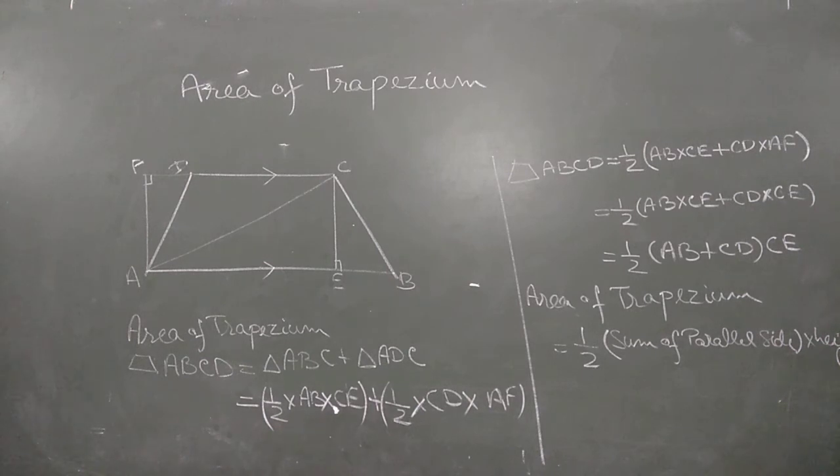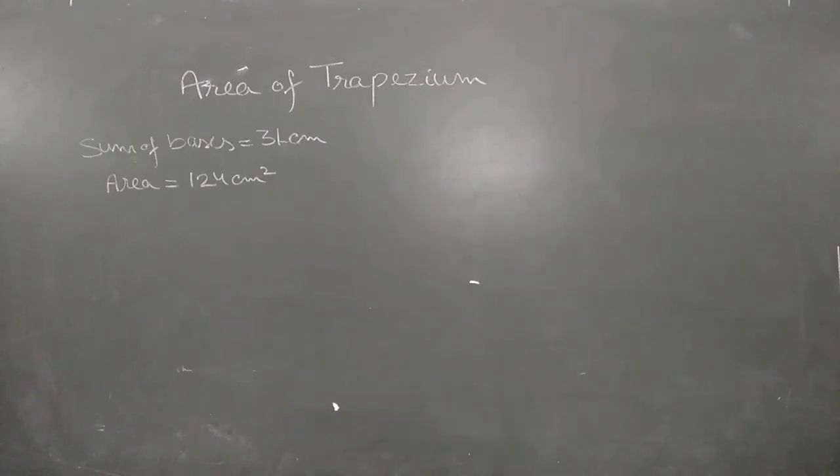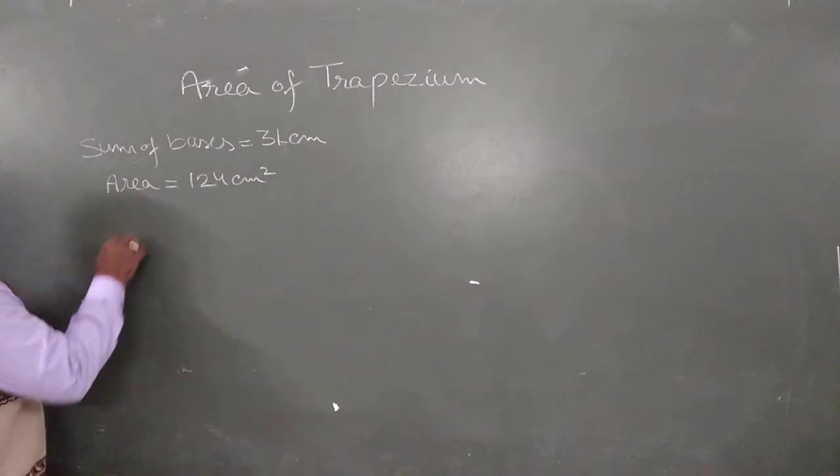So by using this formula we are going to start solving some problems. In this question it is given that the sum of the bases equals 31 centimeter and the area of the trapezium is 124 centimeter square. The question says to find the height of the trapezium. So first draw the figure.